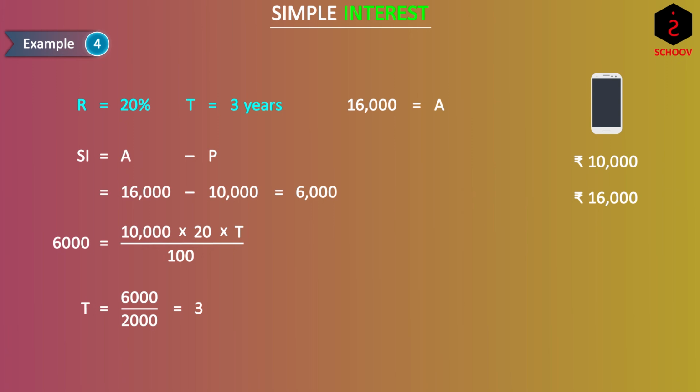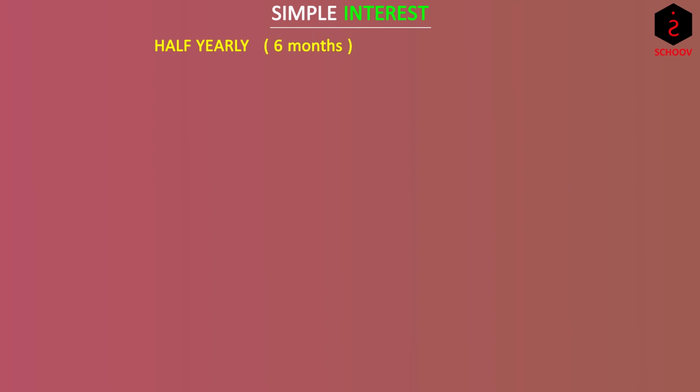Until now, you have seen examples in which rate of interest was per annum. But what if the rate is per half year? Half yearly means that the lender will calculate the interest every 6 months, every half year. Let's take an example. Example 5.